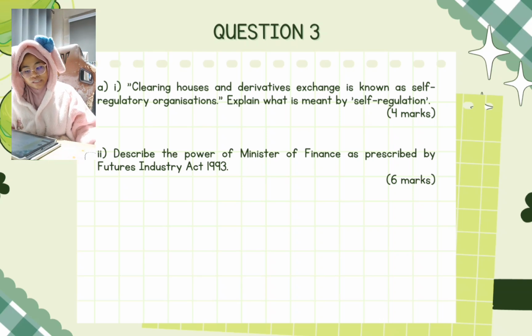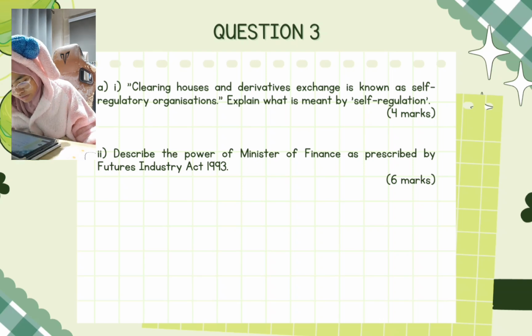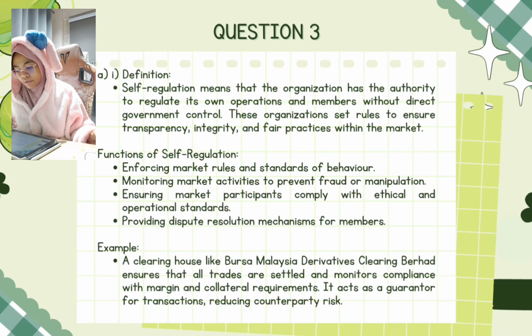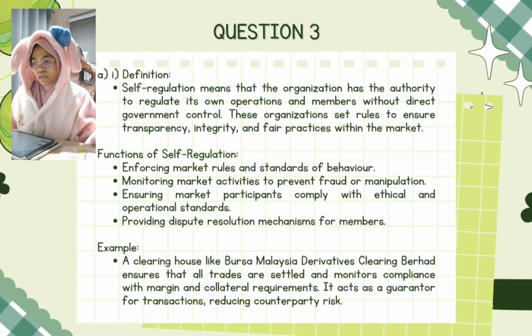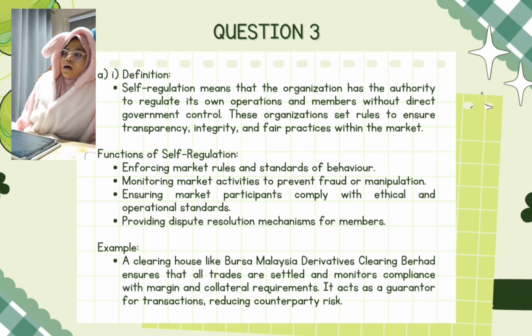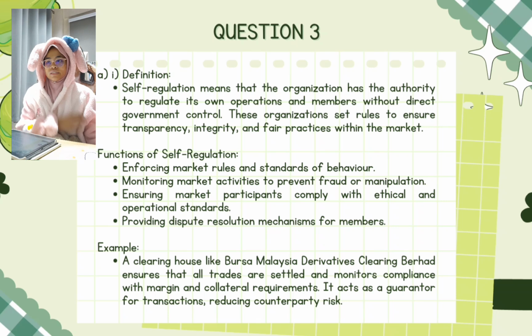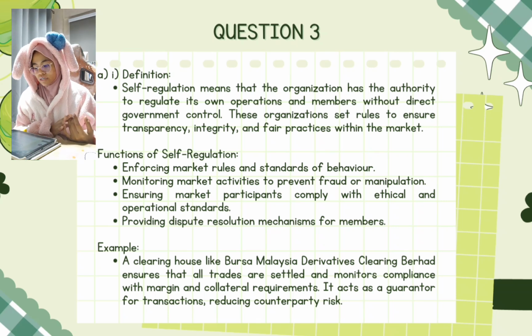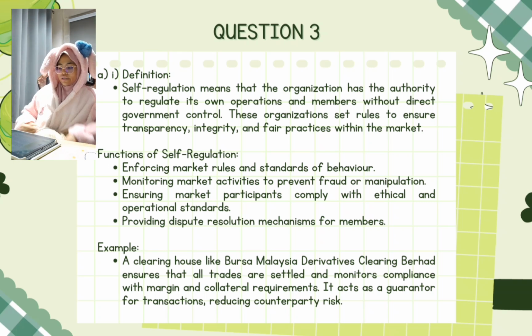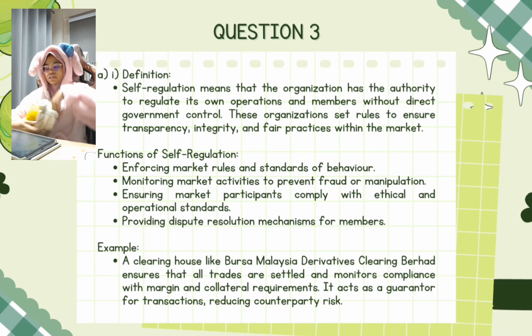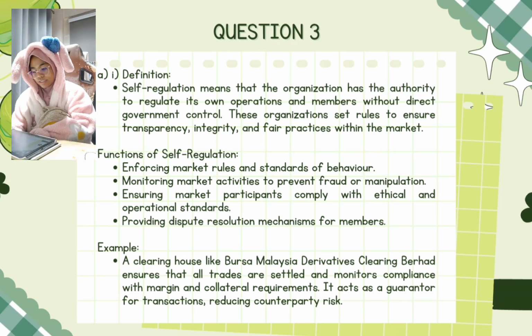Clearinghouses and derivatives exchanges are known as self-regulatory organizations. Explain what is meant by self-regulation. So the definition of self-regulation is: self-regulation means that the organization has the authority to regulate its own operations and members without direct government control. These organizations set rules to ensure transparency, integrity, and fair practices within the market.